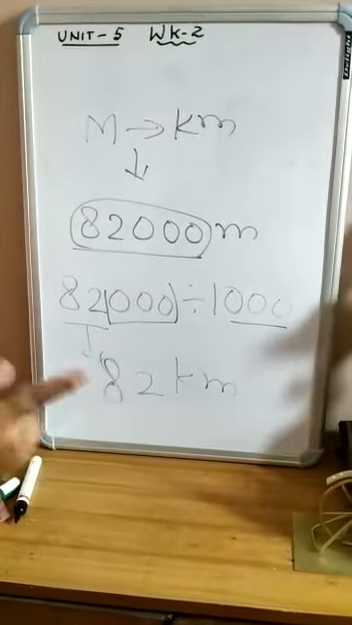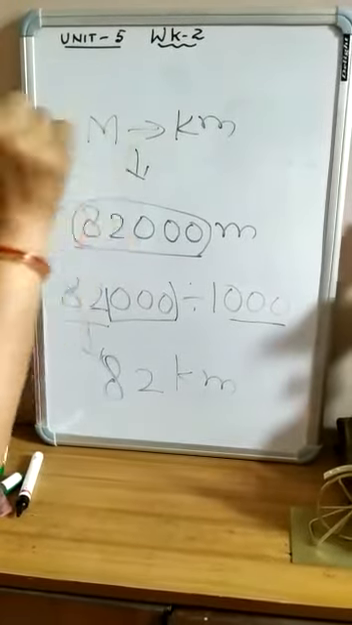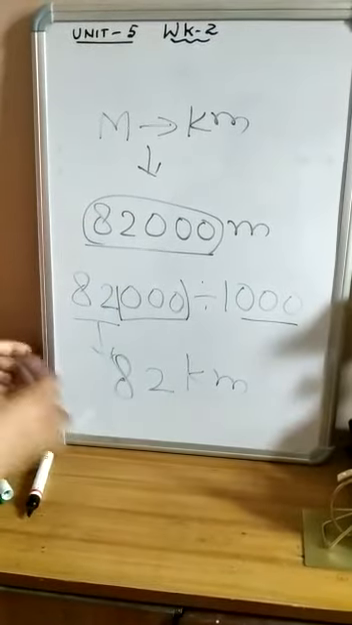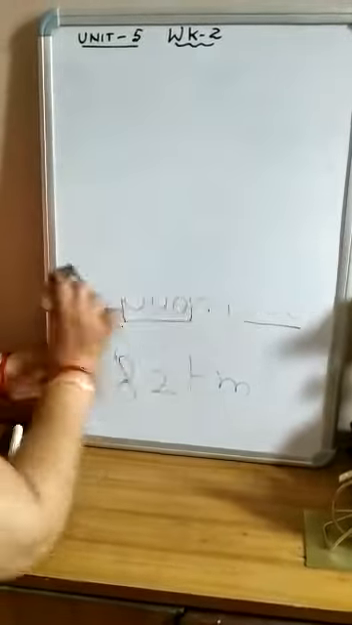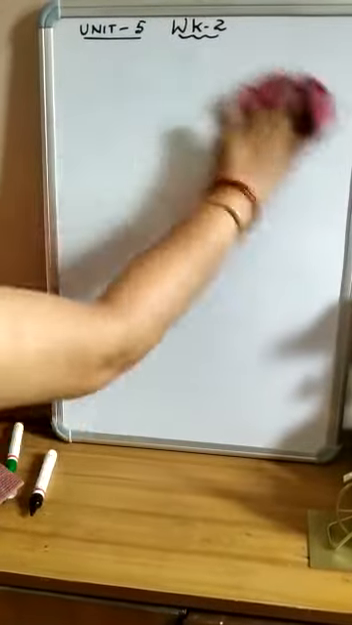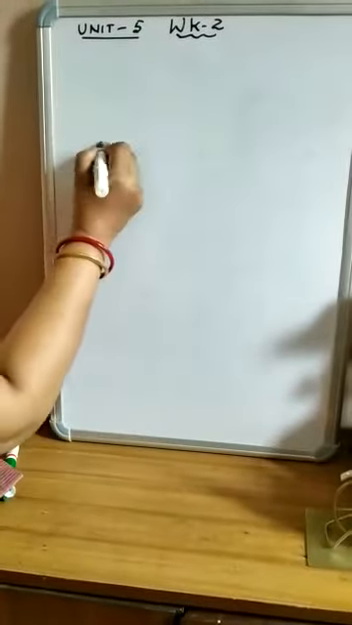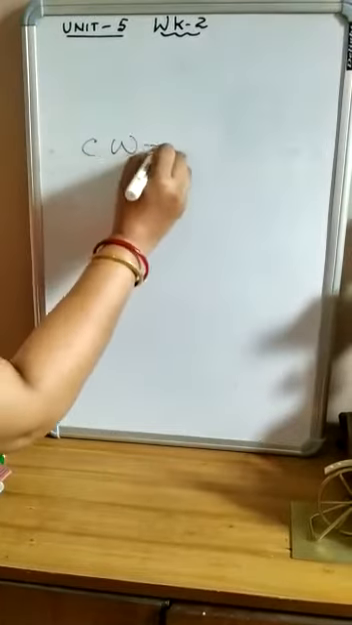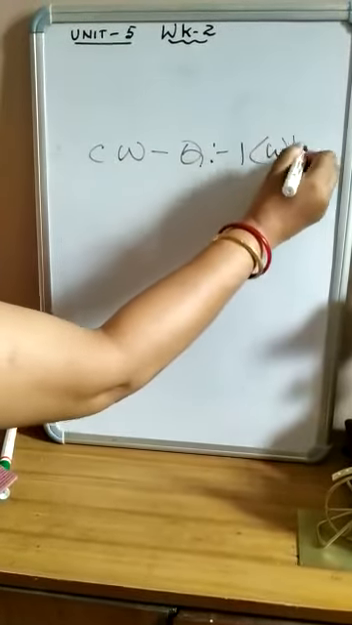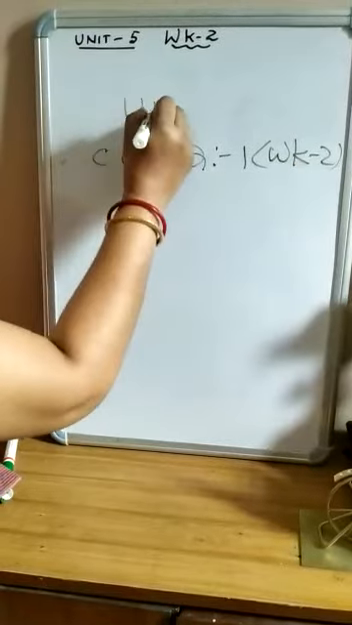Okay. Now, keeping this concept in mind, what you have to do? Your C-work is worksheet number 2. C-work. Question number 1 is your C-work of worksheet number 2 of unit 5, and homework is question number 2.